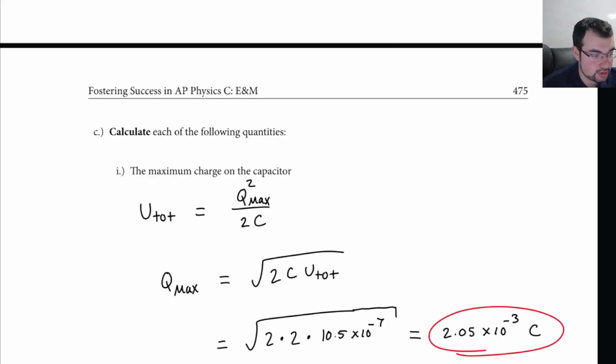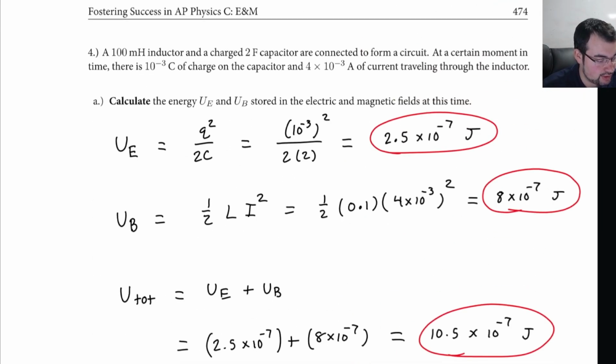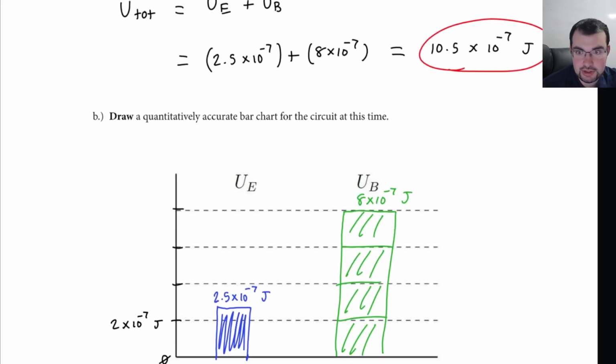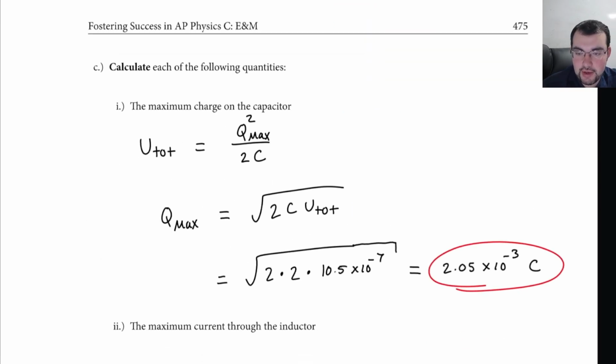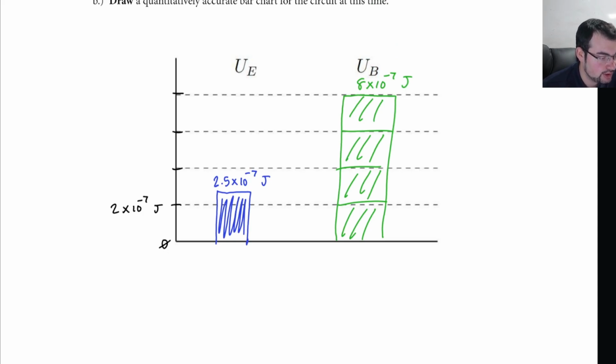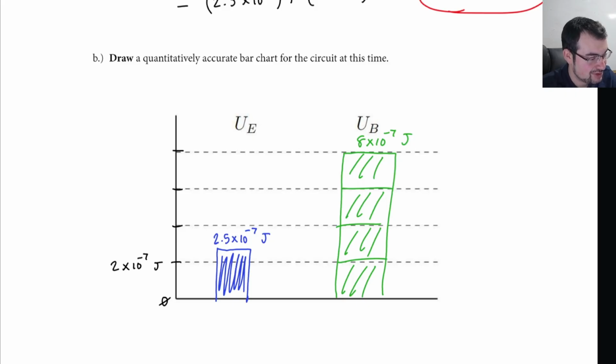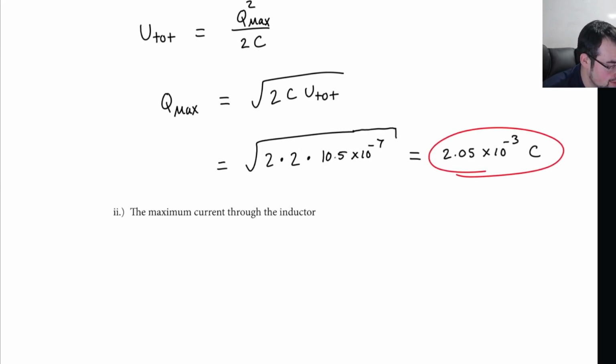So our initial charge, we are all the way down here. When barely any of our energy was stored in the electric field, we had just 10 to the minus 3 coulombs. So when we're fully charged, we have about 2, which makes sense because doubling the charge is going to quadruple the energy. So that gets us to 10. So it's just going to be a little bit above 4 times as much.